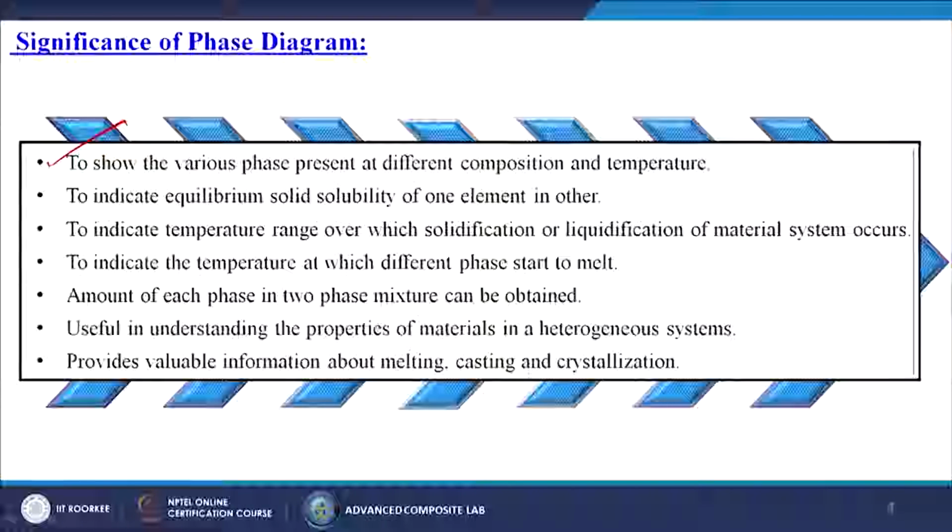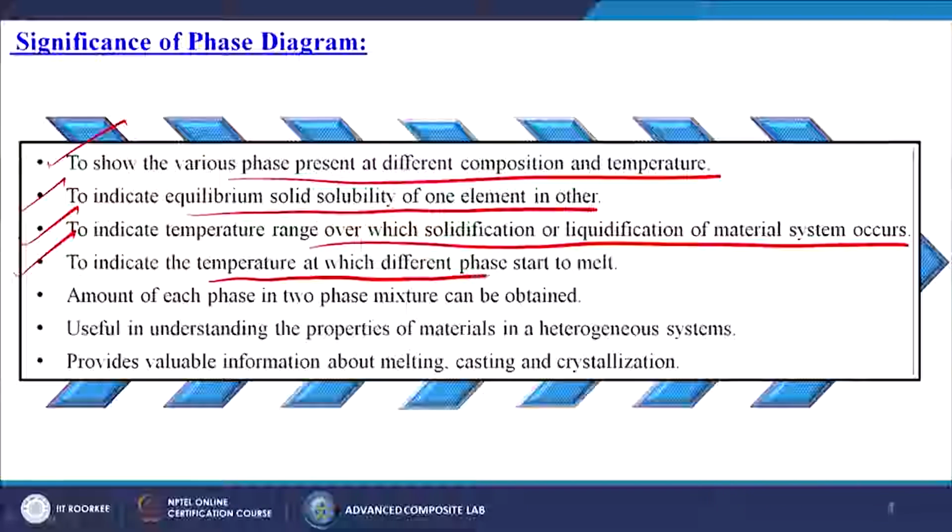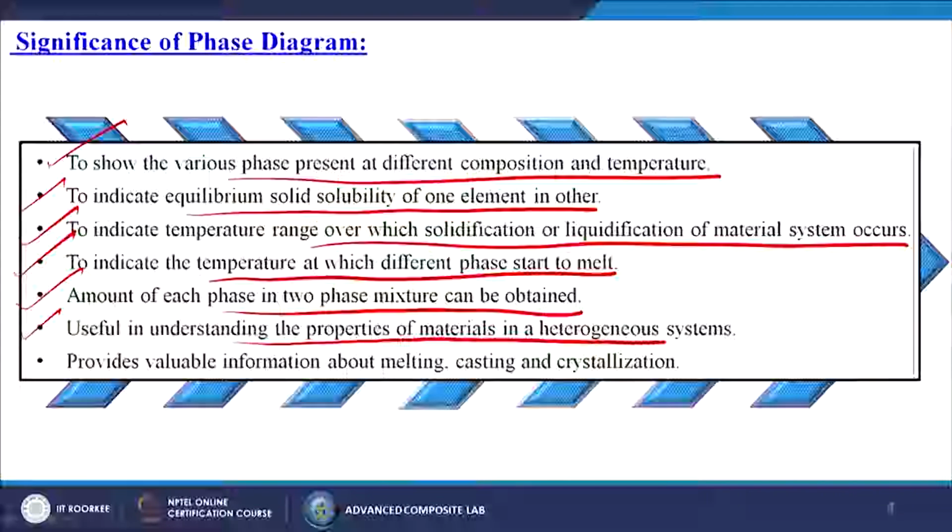So, what is the significance of the phase diagram? First, to show the various phases present at different compositions and temperatures. Second, to indicate the equilibrium solid solubility of one element in another. Third, to indicate the temperature range over which solidification or liquefaction of material systems occurs. Fourth, to indicate the temperature at which different phases start to melt. Fifth, the amount of each phase in a two phase mixture can be obtained. Sixth, it is useful in understanding the properties of materials in heterogeneous systems. And seventh, it provides valuable information about melting, casting and crystallization.